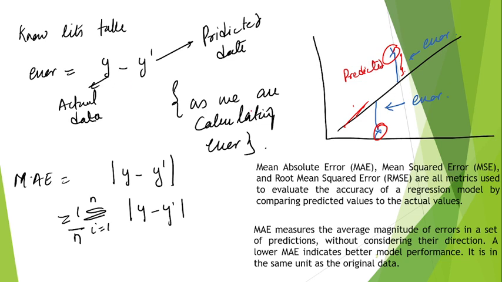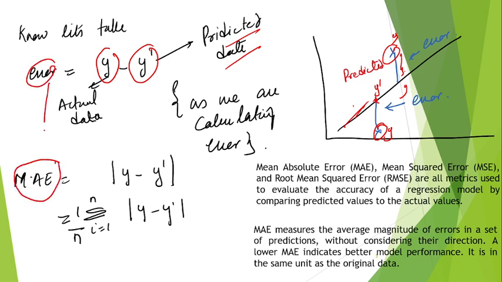Now error is calculated from my actual data and predicted data. Let's take an example. This I call y, and this is y dash, the predicted data, so the error is y minus y dash. Now what is mean absolute error? We have already got the error, that is E. What is A? A is nothing but absolute. A stands for absolute. Now if I calculate an error of minus 8, I'll make it 8.